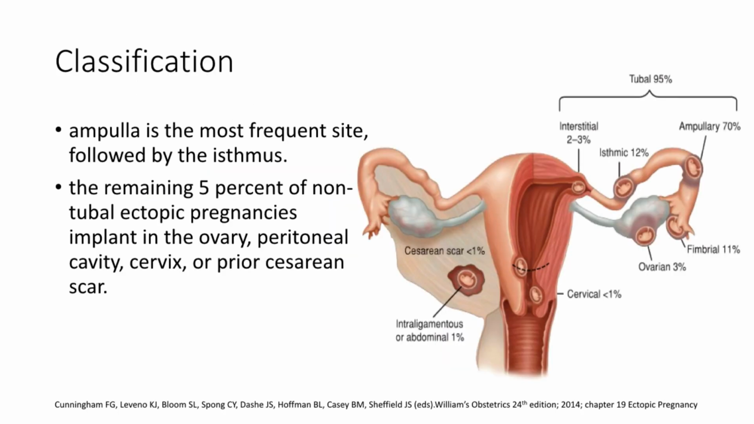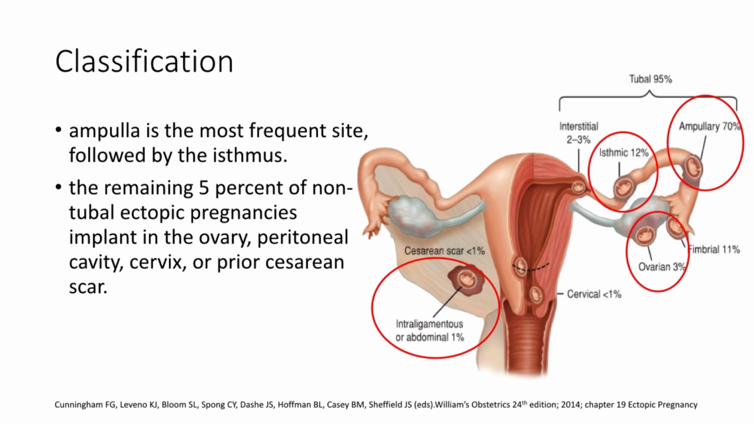Nearly 95% of ectopic pregnancies are implanted in the various segments of the fallopian tube, and this is what we call a tubal pregnancy. And this gives rise to fimbrial, ampullary, isthmic, or interstitial tubal pregnancies. As shown in this picture, the ampulla is the most frequent site, followed by the isthmus. The remaining 5% of non-tubal ectopic pregnancies implant in the ovary, the peritoneal cavity, the cervix, or the prior uterine scar.